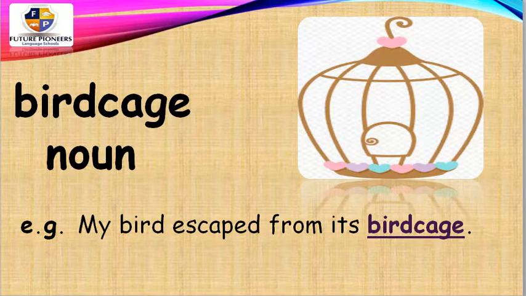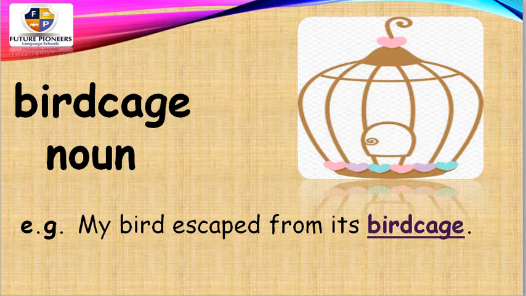The last one is bird cage. What is the bird cage? It's the house of the bird, the house or the box we can keep the bird inside. So bird cage is a noun. For example, my bird escaped from its bird cage. It means that the bird escaped from its house or its box.